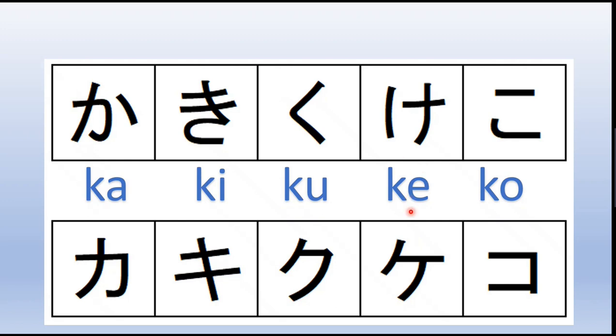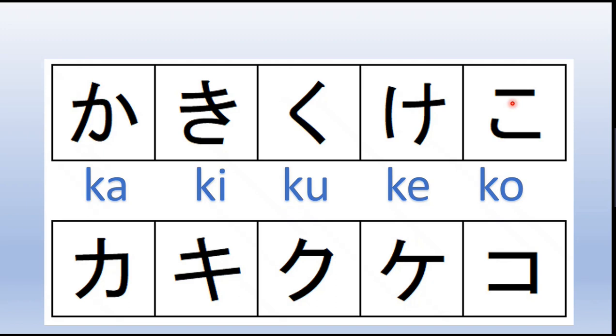As you can see, this portion is this, and this is an additional portion taken for this part. And same is the case with ko. There is strong resemblance between the katakana ko and the hiragana ko.